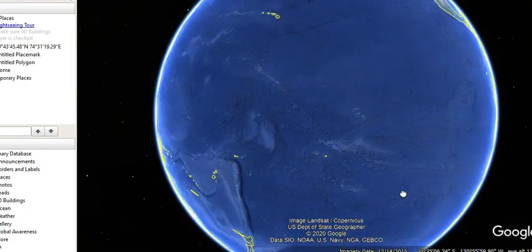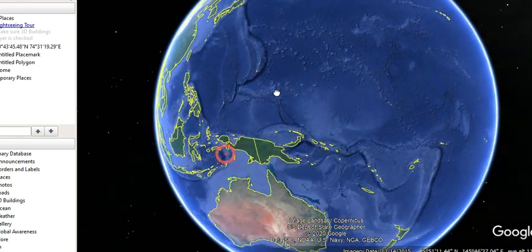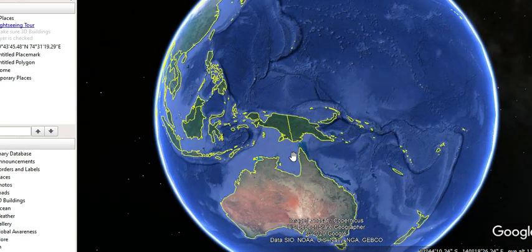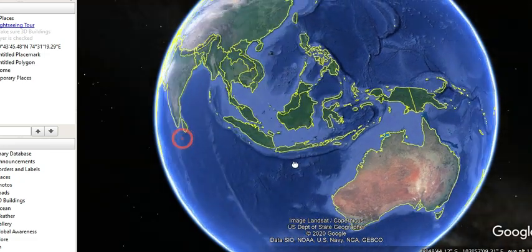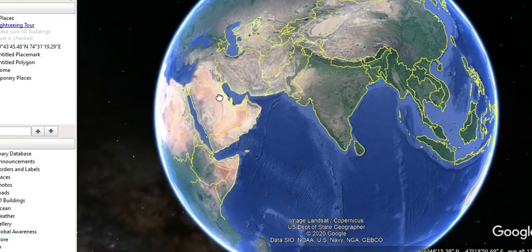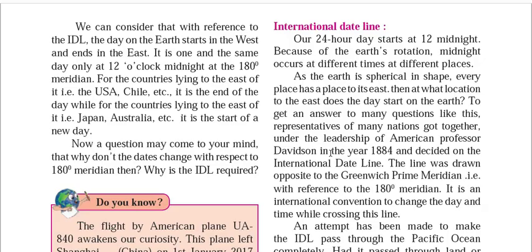Then there is a very big question in front of us: which place is considered the first to come in front of the sun? To decide that, we demarcate one line on the globe, which we designate as the international dateline. At what location to the east does the day start on the earth?